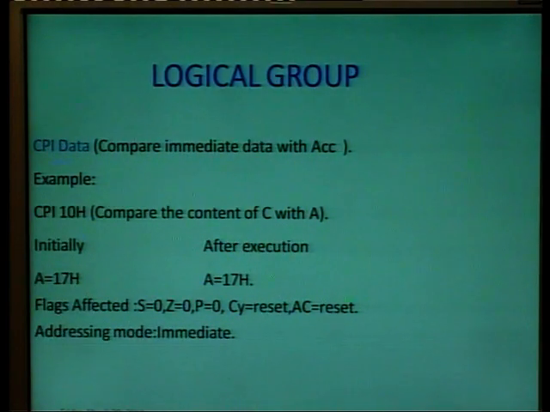Then CPI data, here also the comparison is made between two 8-bit numbers. One of them is in the accumulator, the second number is given in the instruction itself.